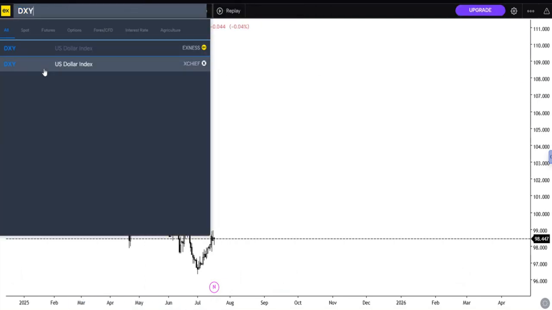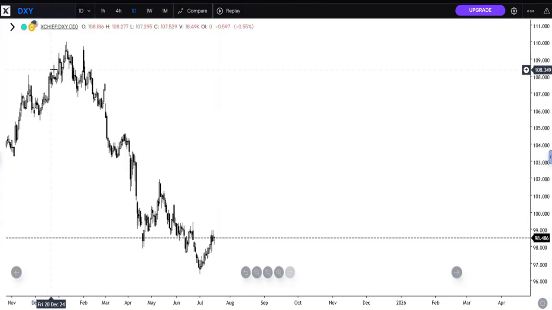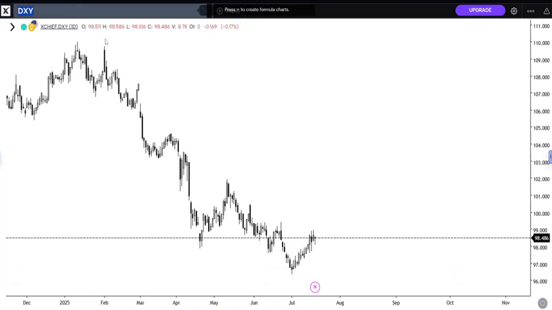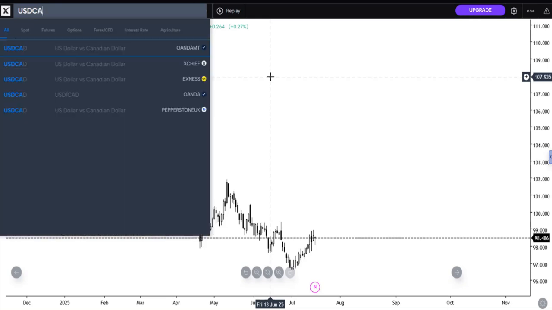The drawings are not here anymore. They disappear, so it's whatever. So let's move on to the next currency pair, which is USD CAD.